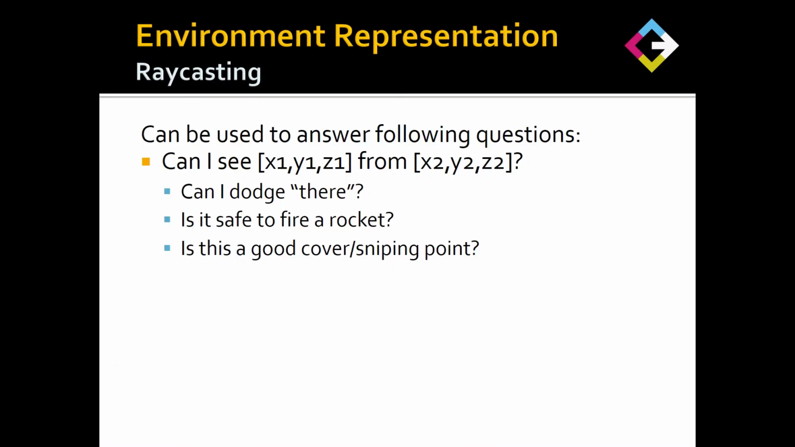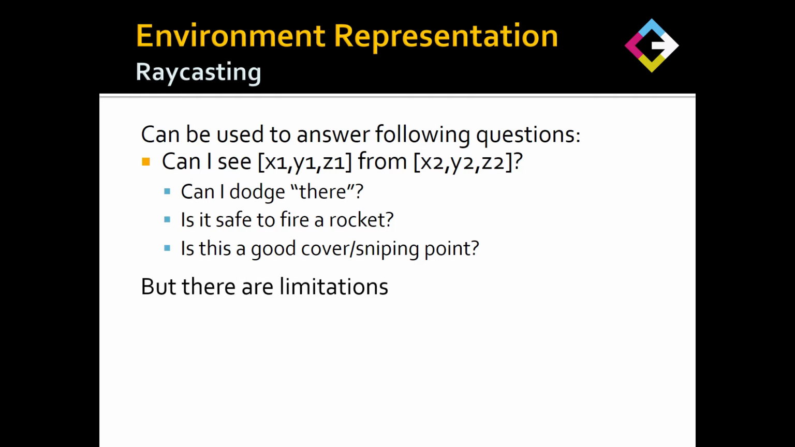Now, this raycasting is quite powerful. Technically, it provides you with the way to answer if there is anything that would block some segment cast from point X towards point Y, which can already be used for answering question whether there is a line of sight between points, or is it safe to fire the rocket along this line. And if you can toss a lot of those rays, you can find out whether some point is actually a good sniping point as well.